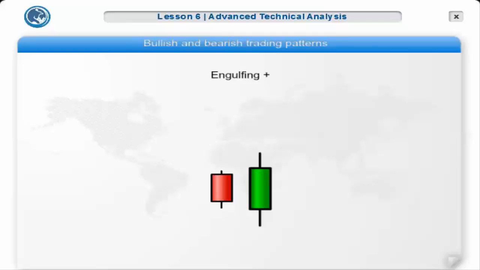Engulfing plus. On the first day, the candlestick is red and confirms the general trend. The next day, the price opens a little lower than the closing price of the first candlestick and closes a little higher than the opening price of the first candlestick.